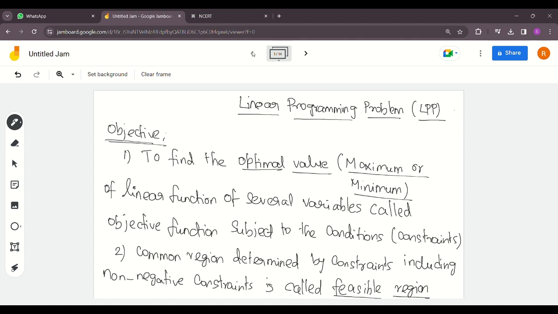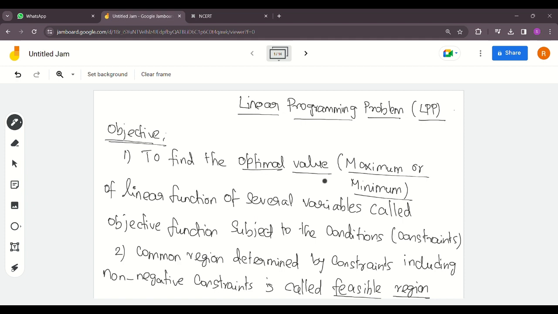Optimal value means in your question they will be asking you to maximize or minimize your given linear function with respect to some conditions. Those conditions are called constraints. So to find the optimal value, that is the maximum or minimum of a linear function of several variables, we have already studied what is a linear equation. Some linear equation will be given subject to some constraints. Based on those constraints, you will have to find the solution. You have to find suitable values and then determine the solution in the graph, and then find which value is maximum and which value is minimum. That is the objective of this problem.